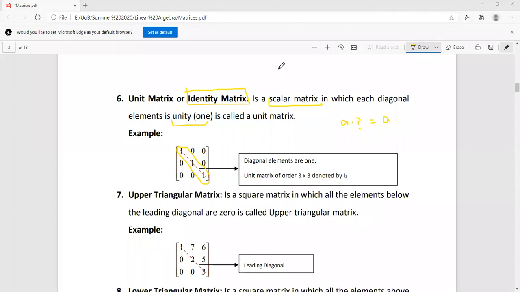Anyone? What should be this question mark? No one is answering.